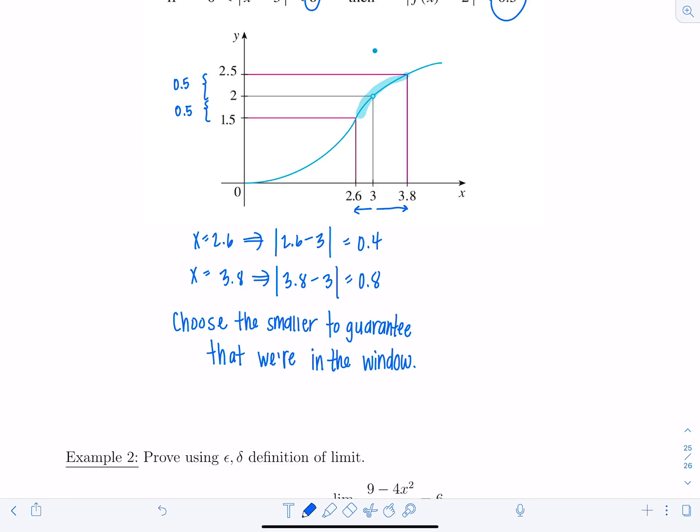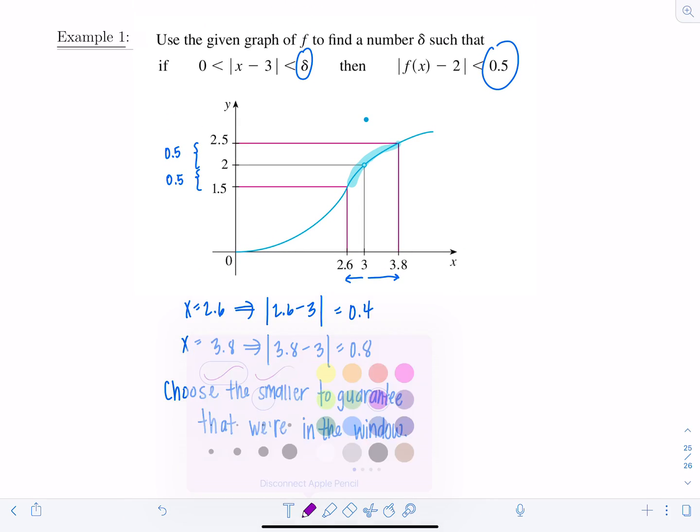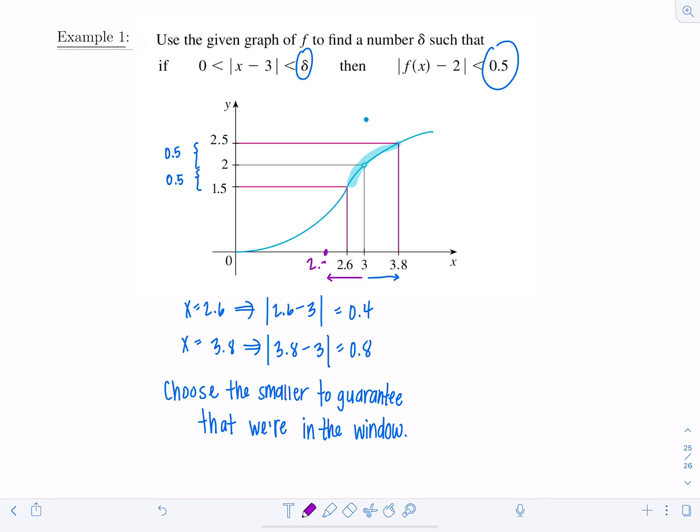Why is that? Well, if I chose 0.8, look, I'd have a problem. Because if I went 0.8 to the left of 3, that would take me to 2.2. And why is that so bad? Because if you take 2.2 to the graph, now you're out of bounds. Remember, the lowest we can go is 1.5. So that's why when you don't have a symmetric distance on both sides of x, you have to always choose the smaller. So how do you write it up? Don't worry, we've got a slick way of doing this in math. We say delta is the minimum of those two distances, 0.4 or 0.8, which is going to be 0.4.